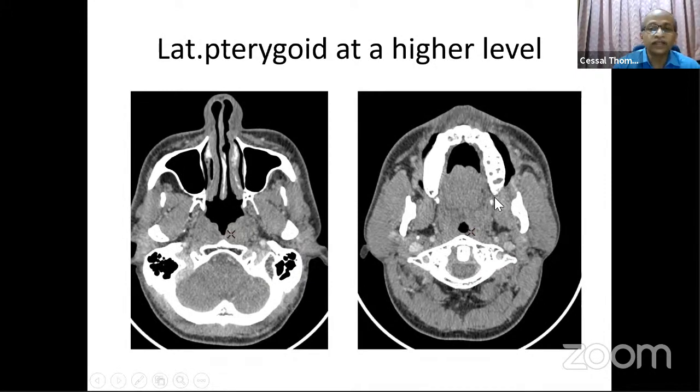Whereas the medial pterygoid arises from the pterygoid fossa. It is not from the medial pterygoid plate as such. It is from the pterygoid fossa, and it comes down, goes laterally, and inserts onto the inside of the ramus of the mandible. So it extends down.